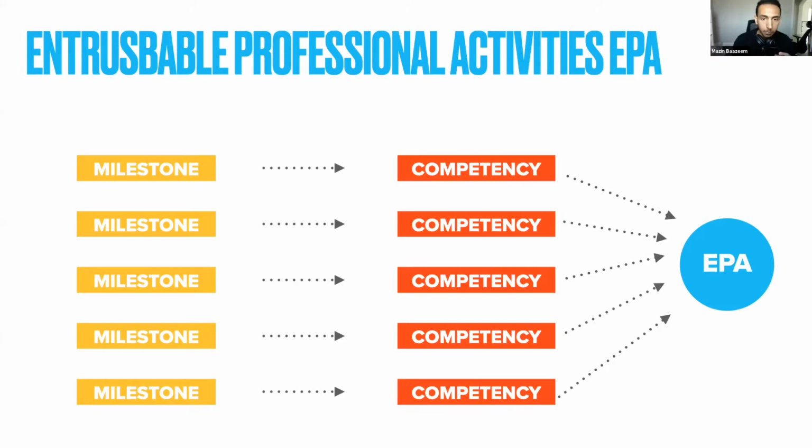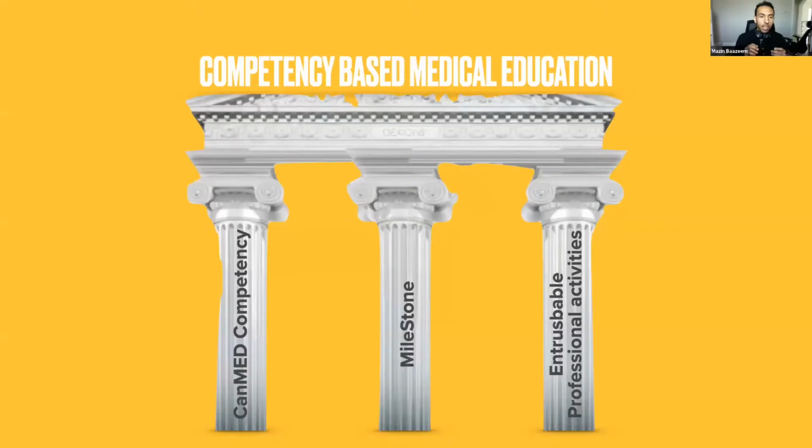Okay. So basically, competency-based medical education has these 3 pillars: the CanMEDS roles that were established in the 1990s, and then the milestones, which are actually integrated as well with the CanMEDS competencies, but are the building bricks of an entrustable professional activity for a physician, or for the trainee to become entrustable.